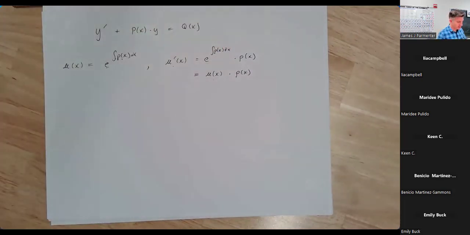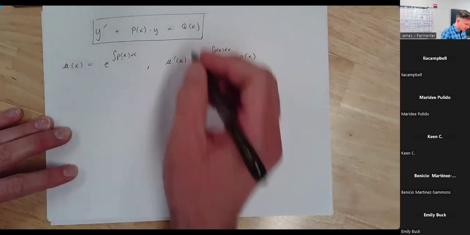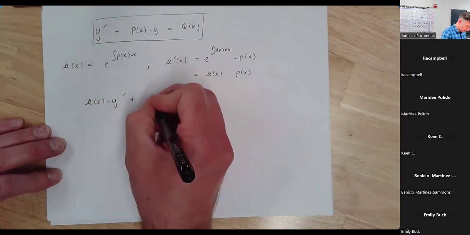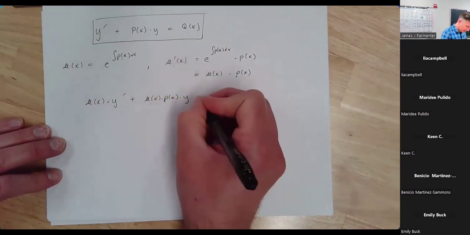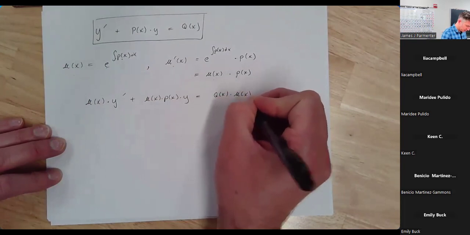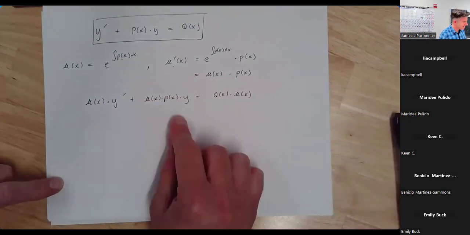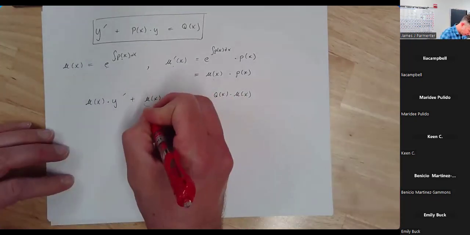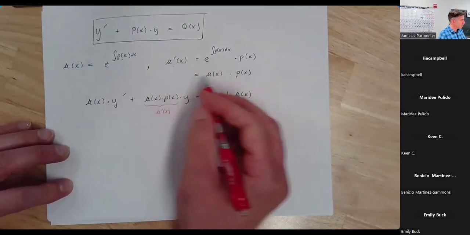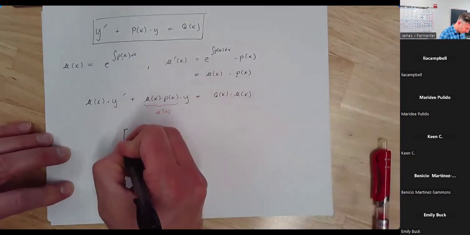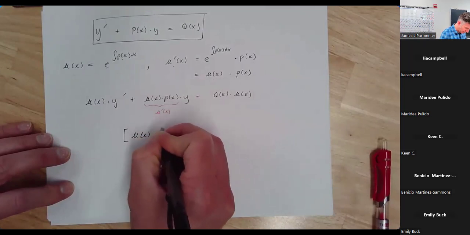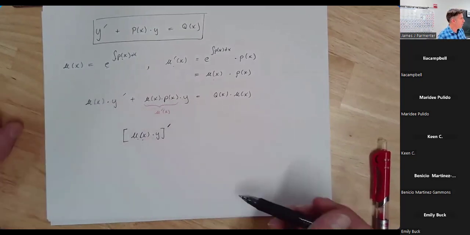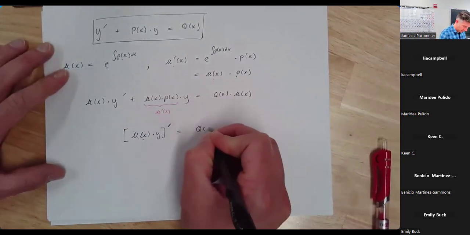So then we're going to multiply both sides of this equation by that integrating factor. So we're going to have on the left-hand side mu of x times y prime plus mu of x times p of x times y equal to q of x times mu of x. But look, this left-hand side is just the derivative of a product. This mu of x times p of x, that is mu prime of x. We just showed it. So this left-hand side really is the derivative of the product mu of x times y. Product rule: derivative of y times the other thing plus the derivative of the other thing times y. Oh yeah, totally works. The right-hand side is q of x times mu of x.